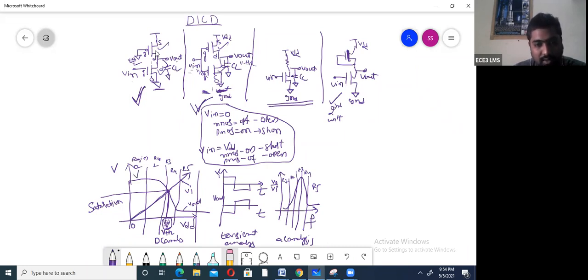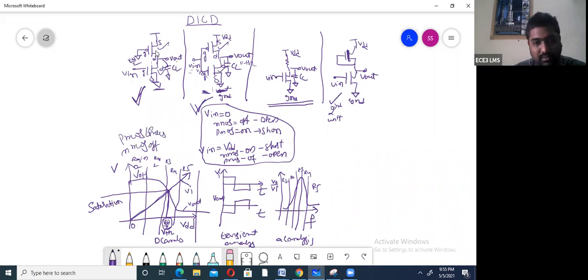Then here we have to find VOH, the high voltage. So at this point, if you go for the pseudo NMOS inverter, NMOS is off and PMOS is linear.